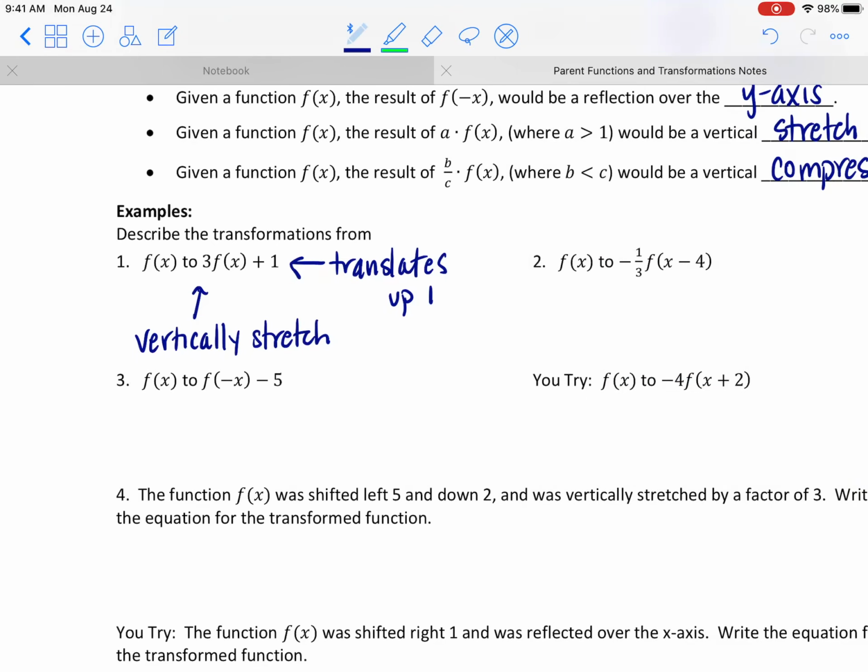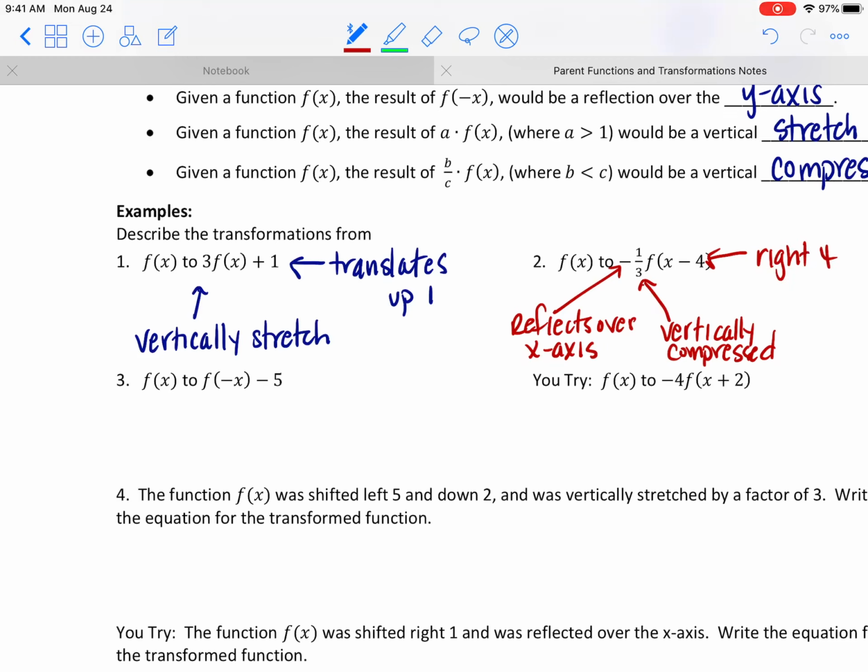Okay. Next one, we've got 3 things happening. First, we've got a negative. That negative is outside of the function. It's not with x, it's outside. So that's going to reflect over the x-axis. And the 1/3 is going to create a vertical compression. So it's vertically compressed. And then that minus 4 now is subtracting 4 from the x. That makes the graph go to the right, translates to the right 4 units.